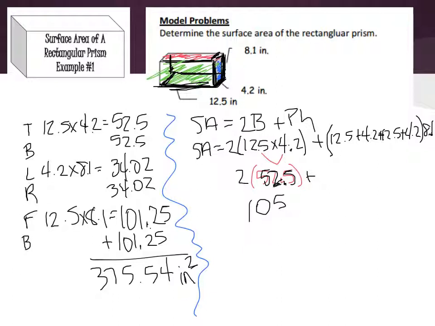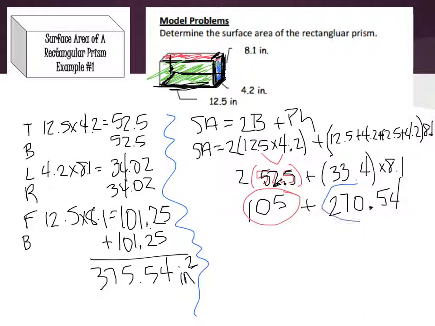And then the perimeter of the base, if I add up all 4 sides of my base and multiply by the height, that's going to give us what's called the lateral surface area, or around the shape. So 12.5 plus 4.2 plus 12.5 plus 4.2, around our base, is 33.4, and we want to multiply that by our height of 8.1. So around the shape, it would have a total of 270.54 square inches. So this part tells us the top and the bottom. This part tells us around the shape. When I find the perimeter around the shape times the height, that's called the lateral surface area.